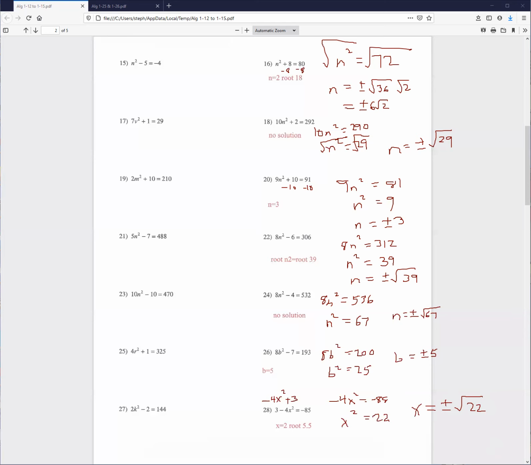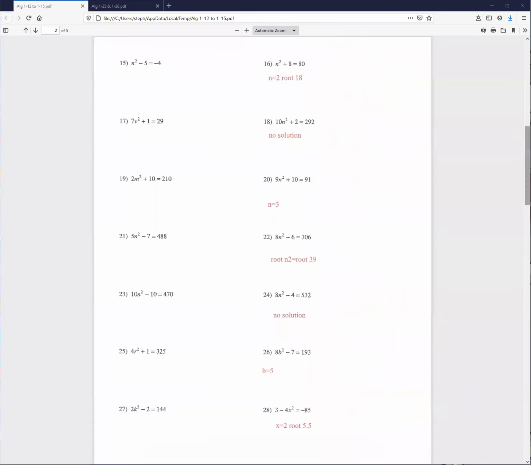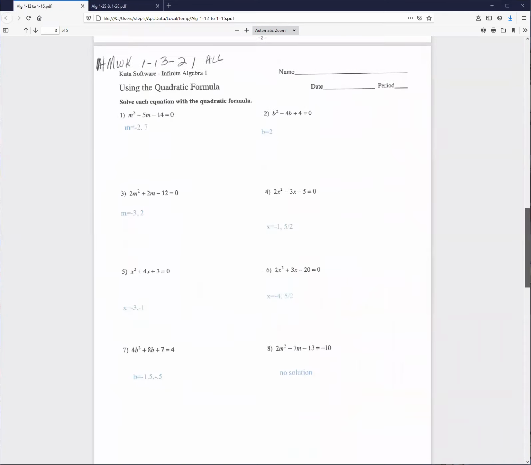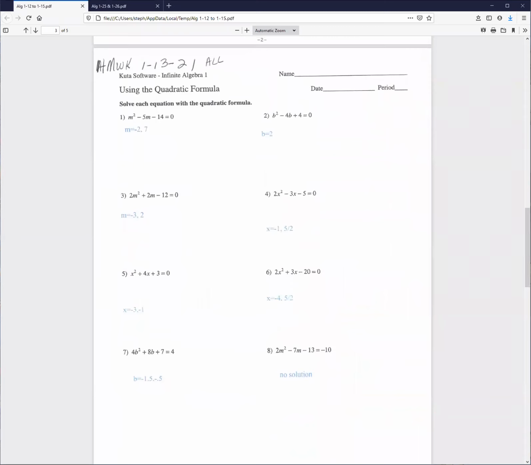So I will clear and I will scroll down and we will take a look at page number 3. Now on page number 3, we're going to be doing something a little different. This isn't just solving by square roots. And yes, I'm going to do all of them on this page. We're going to be solving with the quadratic formula.